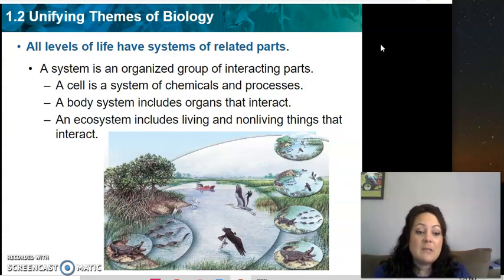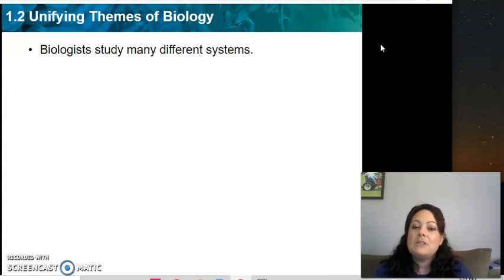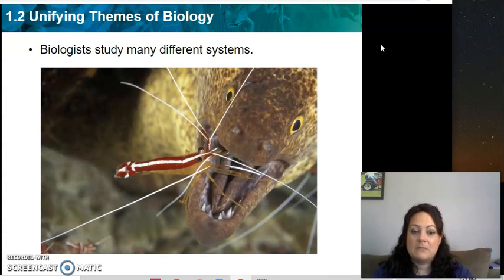An open system is more of our natural types of systems. It means that energy can flow in and out of the system. A closed system would be more like the air conditioning in your car. It is a closed system. Nothing comes in, nothing goes out, hopefully. Biologists can study many different systems.